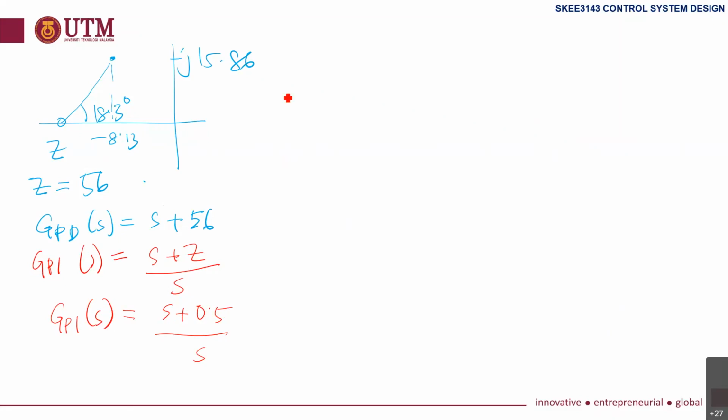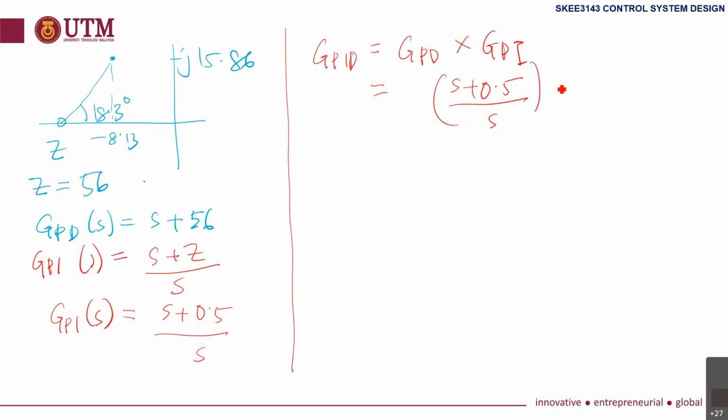You can choose 0.1, you can choose 0.02, whatever. Therefore, we have PID, in which we multiply GPD and GPI. So we have S plus 0.5 over S, and also S plus 56, PI multiplied with PD. And we have K also here. The next task is to find K.